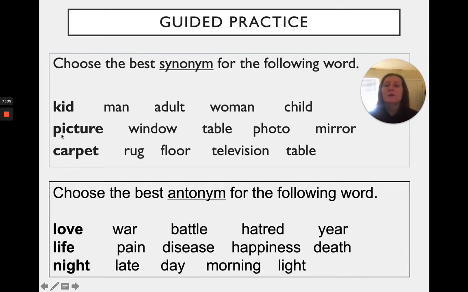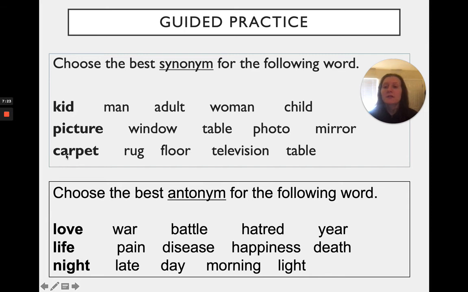Next up, we have the word picture. So we have window, table, photo, and mirror. So we know picture would be the same as a photo or a photograph.